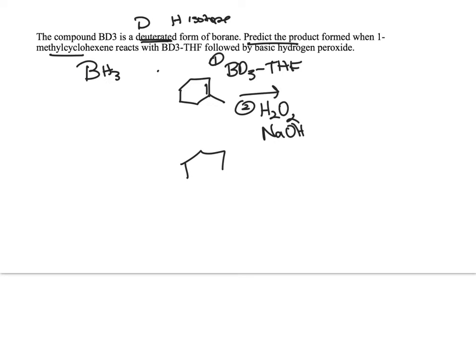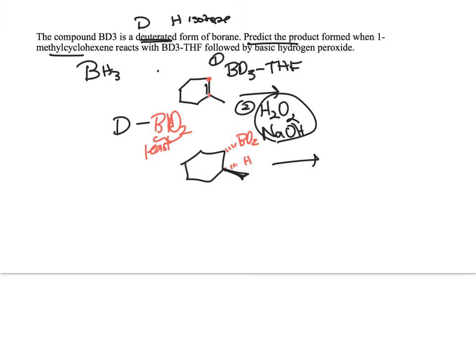Remember that deuterium is going to go to one of the carbons in the carbon-carbon double bond, and BH2, which would be BD2, will go to the other. BD2 will go to the least substituted, and they'll go on the same side. So this is BD2, and this would be your hydrogen, and then your methyl group is there. The next thing you do is replace the BD2 with OH from hydrogen peroxide.